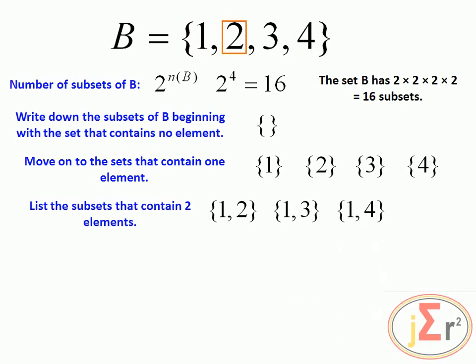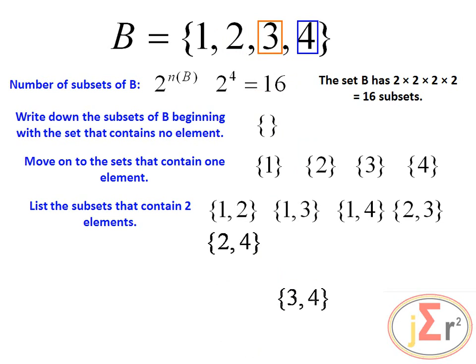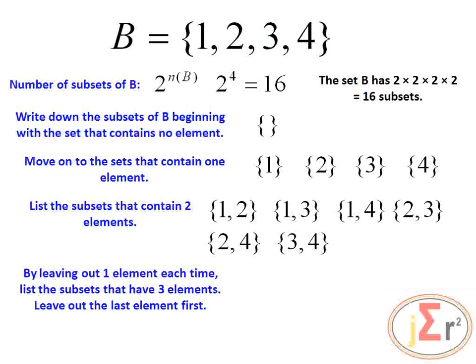Continuing, we are going to move on to 2, and we'll couple 2 with the others. 2 with 3, the subset will contain 2, 3. Then the other subset will be 2, 4. Right. Now that we have exhausted 2, we'll move to 3. 3 coupled with 4, and we have that subset with 3 and 4. Then we will not have any more subset that has 2 elements.